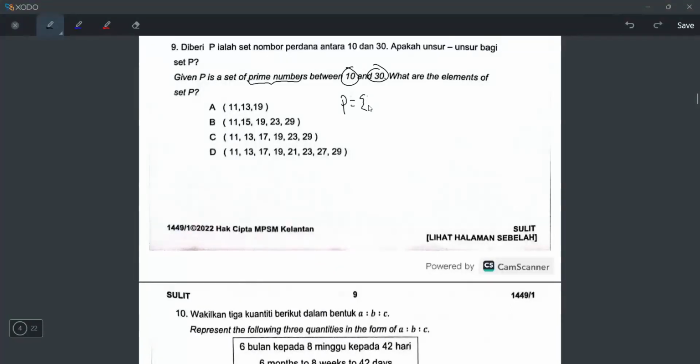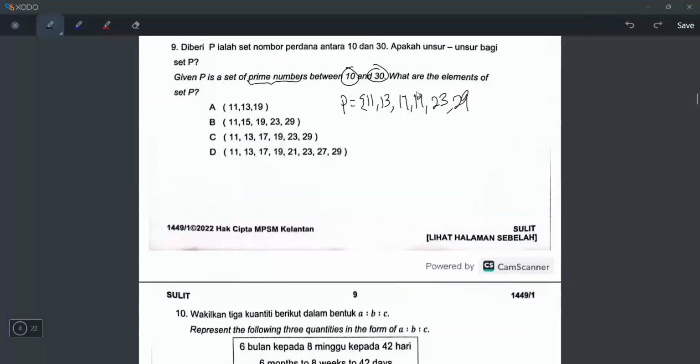We all know 11, yes. 12, no, because 12 can divide by 6. 13, yes. 14, no. 15, no. 16, no. 17, yes. 18, no, because it can divide by 6. 19, yes. 20, no, because it's an even number. 21, no, because 21 can divide by 7. 22, no, even number. 23, yes. 24, no, because it's an even number. 25 is 5 times 5. 26, no, because it can divide by 2. 27, no, because it can divide by 9. 28, no.